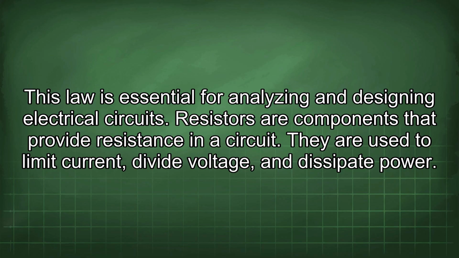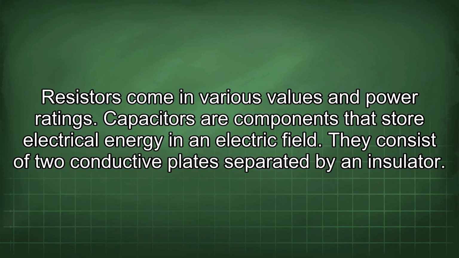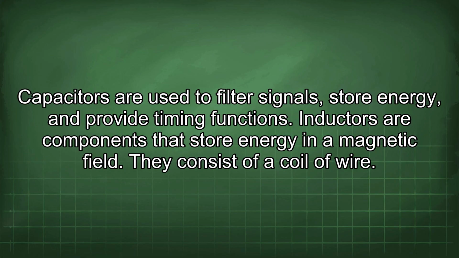Resistors are components that provide resistance in a circuit. They are used to limit current, divide voltage, and dissipate power. Resistors come in various values and power ratings. Capacitors are components that store electrical energy in an electric field. They consist of two conductive plates separated by an insulator. Capacitors are used to filter signals, store energy, and provide timing functions.